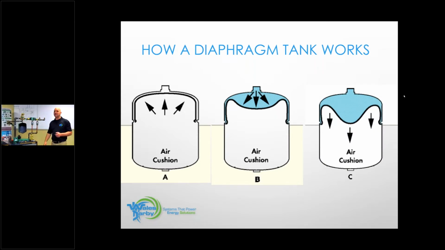And then as we start to heat the system up, it will expand down. As the water expands, it'll push down on the rubber diaphragm. That's what's going on inside of a typical diaphragm style expansion tank on a system.